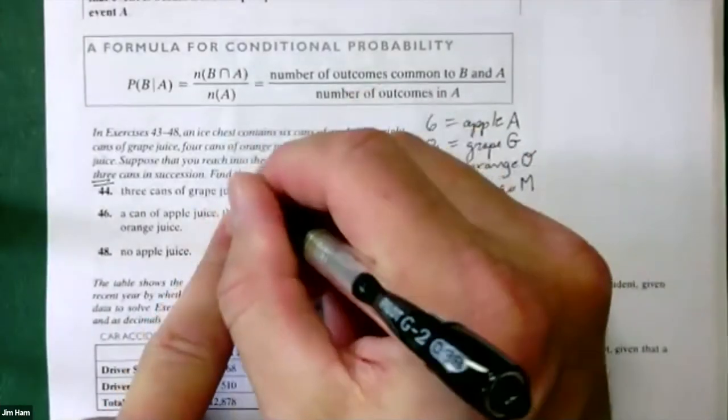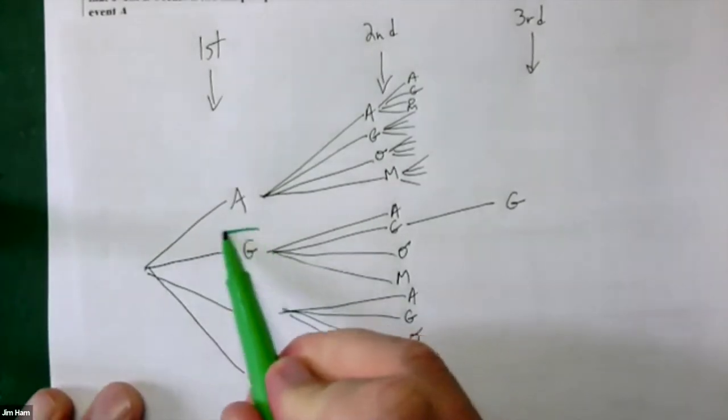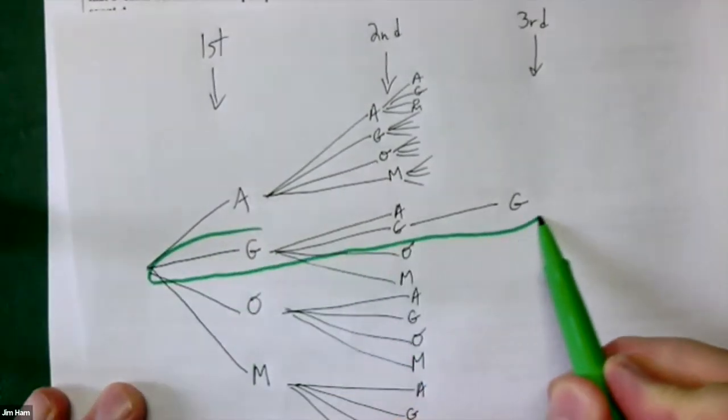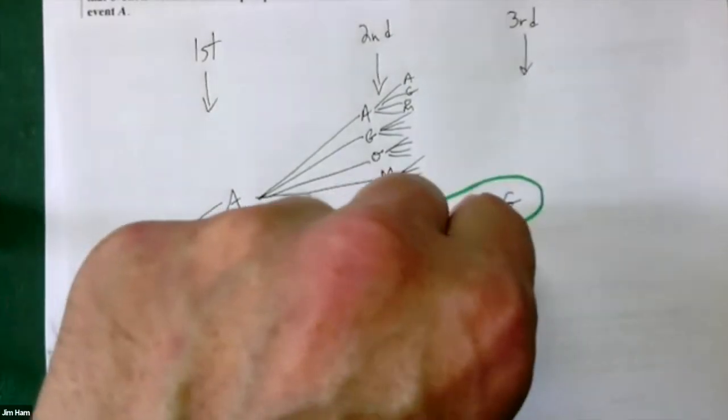So that would be, what is the probability of grape, grape, grape? The branch that I would have to figure out for that first one is right here: grape, and grape, and grape. So I need the probabilities that go on each of these branches. Let's see if we can do it.